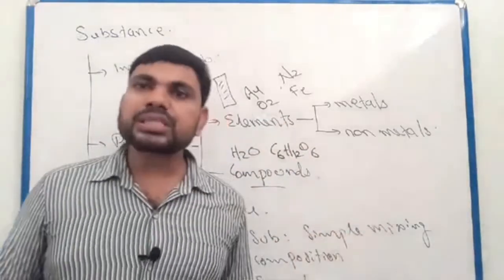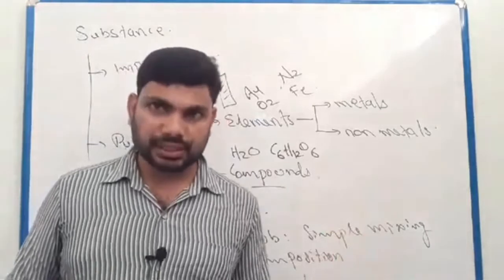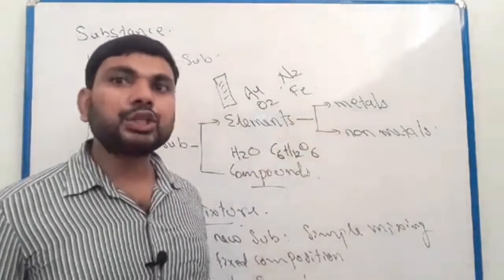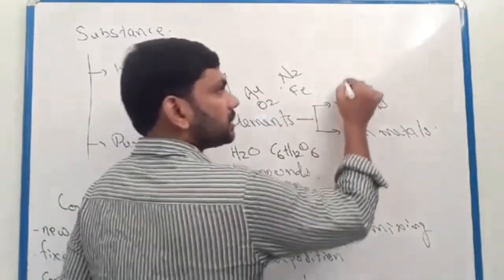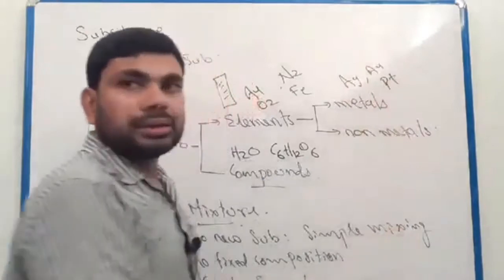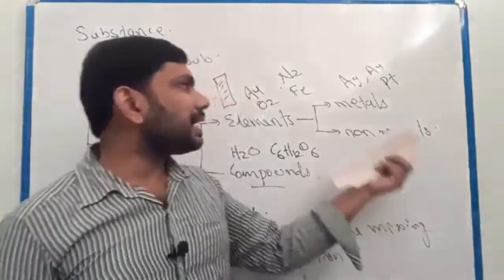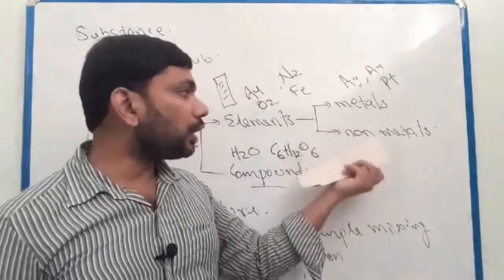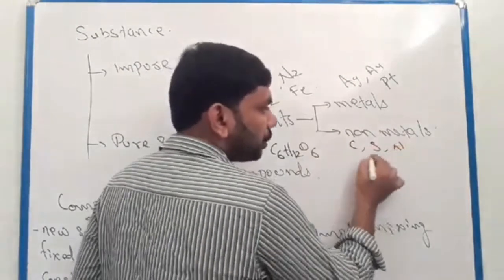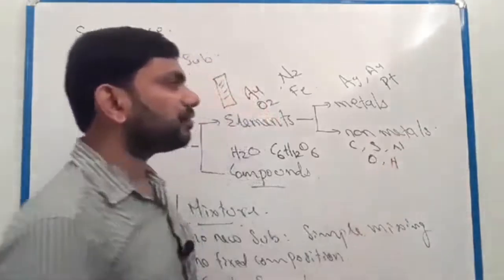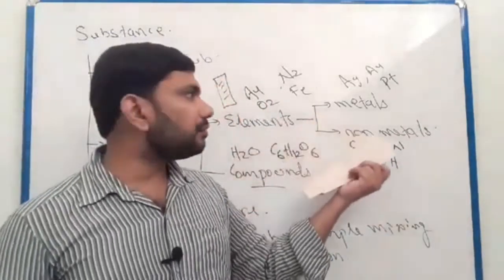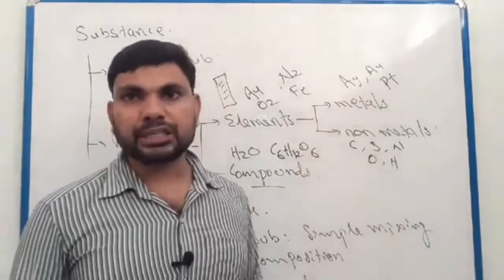So this is element and compound. Elements and compounds are examples of pure substances. Elements again we can classify as metals and non-metals. Metals: silver, gold, platinum, iron, copper. These are examples of metals. Non-metals: carbon, sulfur, nitrogen, oxygen, hydrogen. This type of element is non-metal.